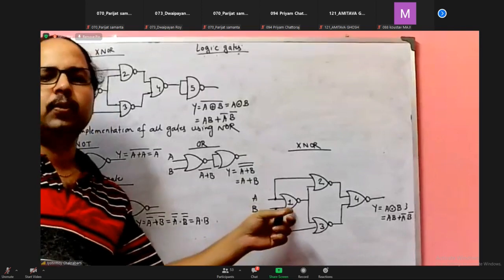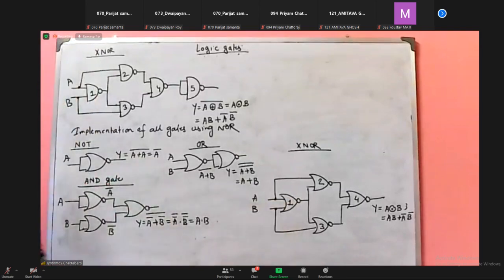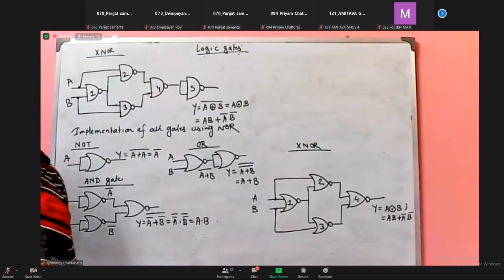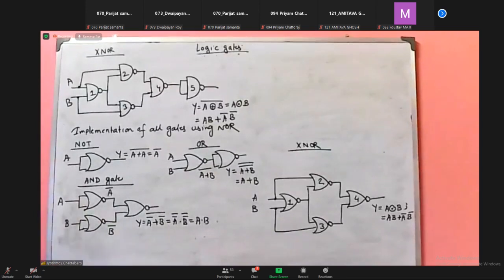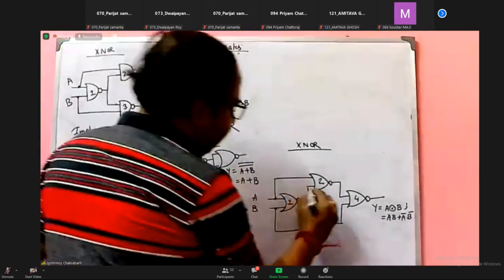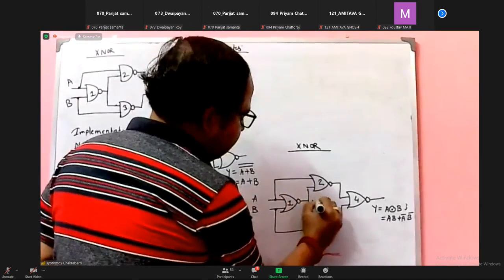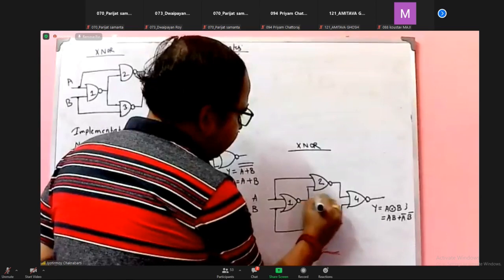What is the output of gate 1? The output is A plus B, whole bar. A plus B whole bar.